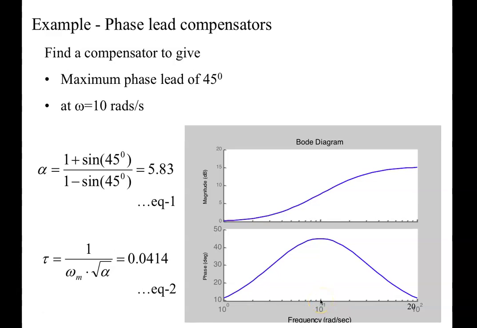Now this 45 degrees doesn't happen at other places. You can see at lower frequency, the phase angle goes down. At high frequency, the phase angle also goes down. So the maximum phase angle you get out of that transfer function is only at your design frequency. Okay, so it's that phase angle we want for our design in the phase lead compensators.